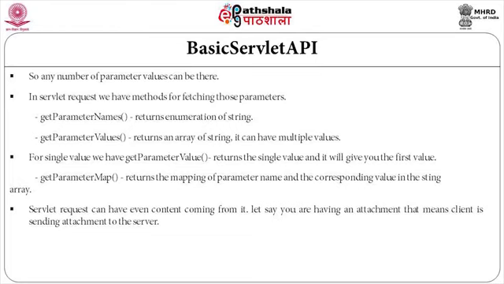Most commonly we have a single value, for which you can use the method called getParameter. You pass a parameter name and get the single value for it. If there are multiple values, it will just give you the first value. Or, if you are interested in fetching all of them in a single data structure, we even have a method called getParameterMap, which returns a mapping of parameter name and the corresponding string array, all the values corresponding to it.